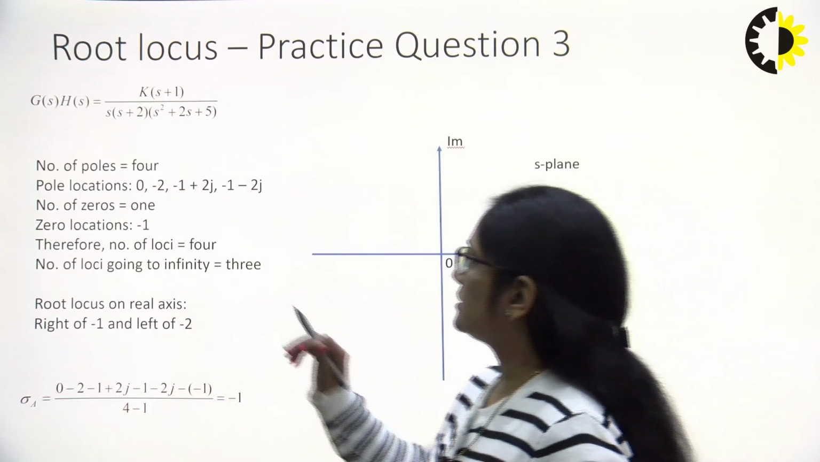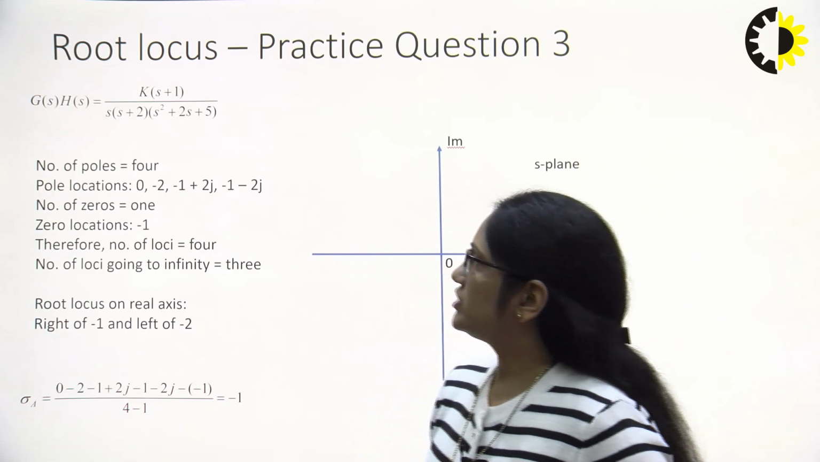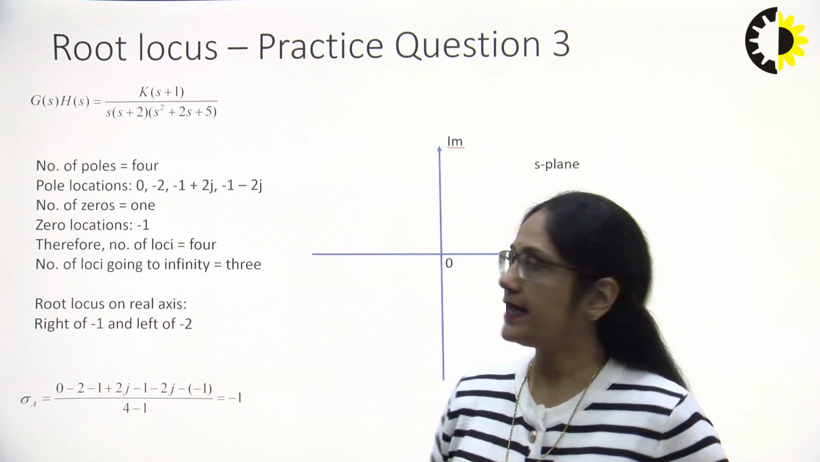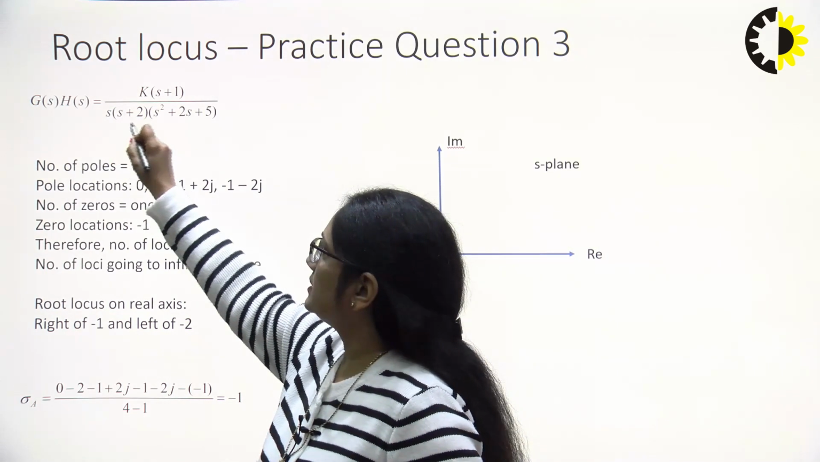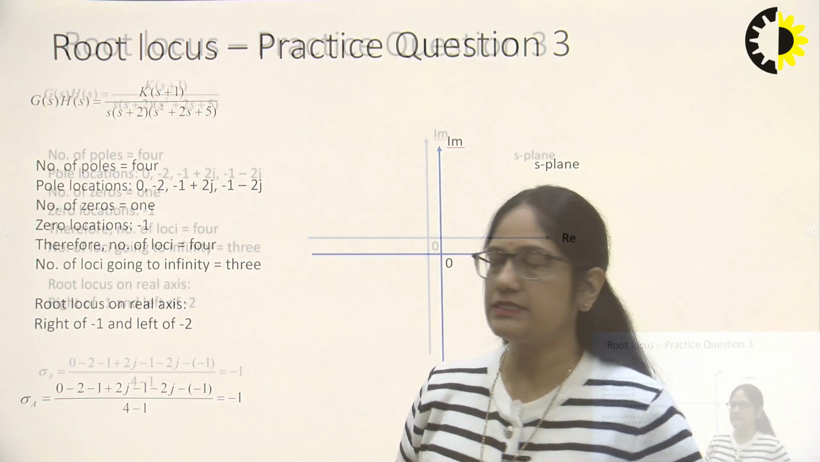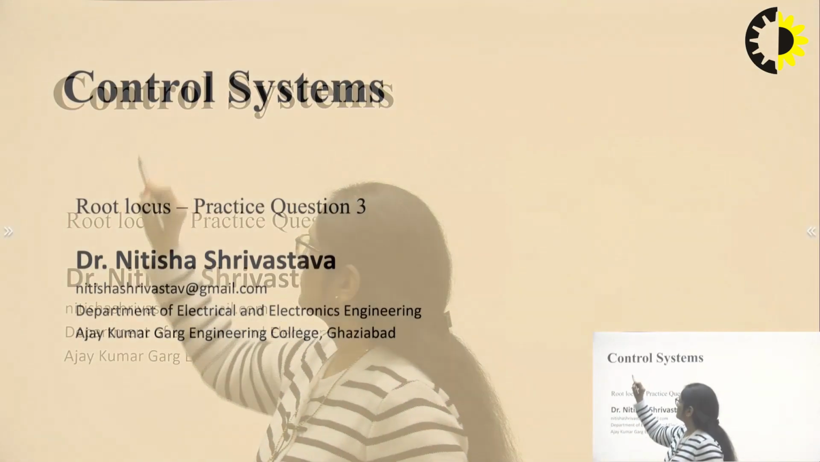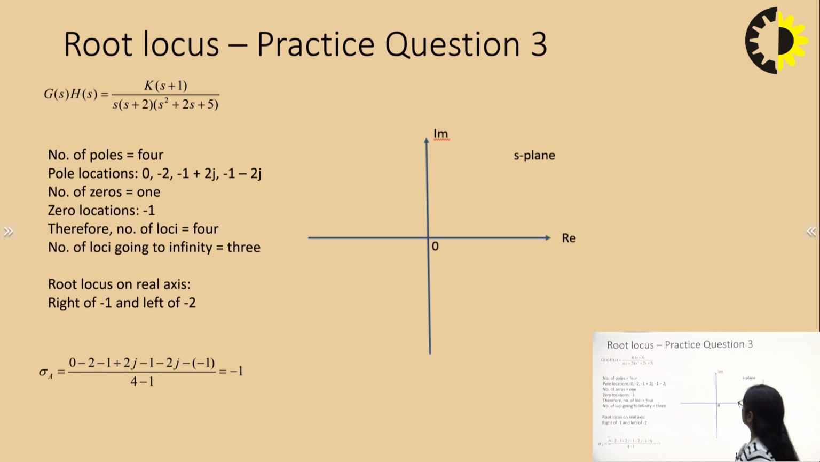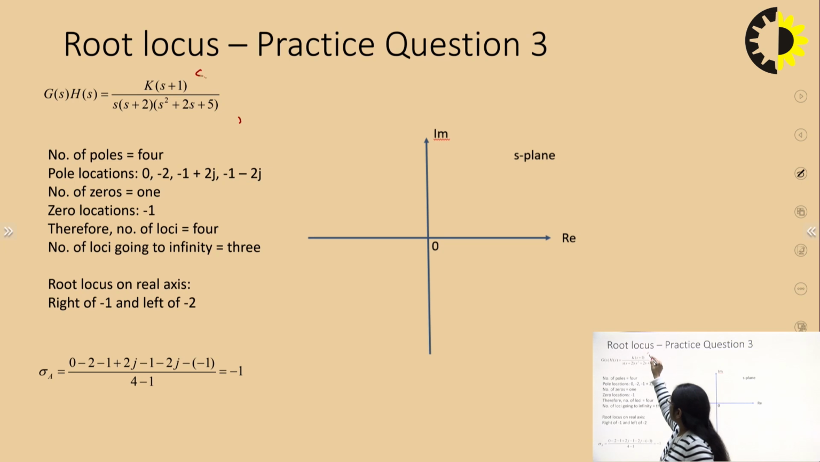Now we will take up a practice numerical on the topic of root locus in control system. The numerical which we are taking up is G(s)H(s) = K(s + 1) / [s(s + 2)(s² + 2s + 1)]. Here we can see that the number of poles is 4 and the number of zeros is 1. The zero is at s = -1, that is Z = 1, whereas P = 4.